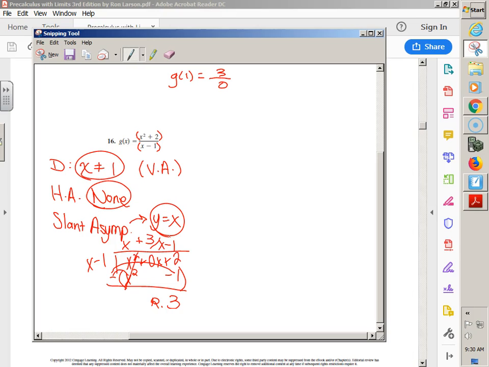Talked about the domain. Symmetry. What are the different types of symmetry? Odd or even, or neither. Origin, y-axis, technically or x-axis, but it's a function, so not x-axis.